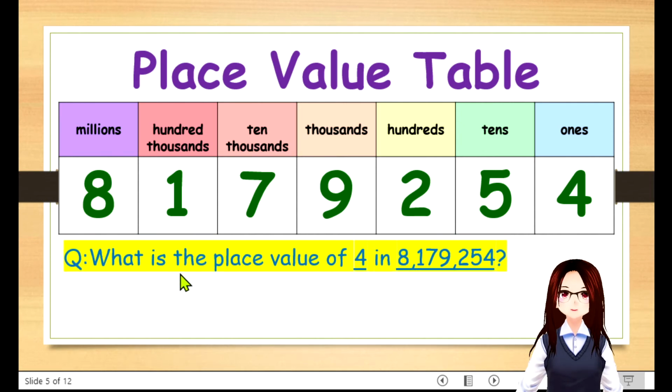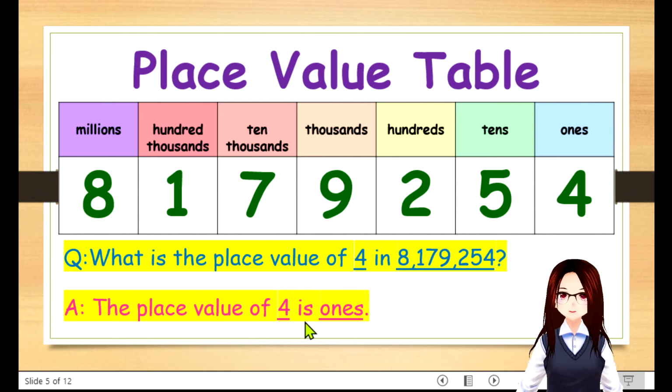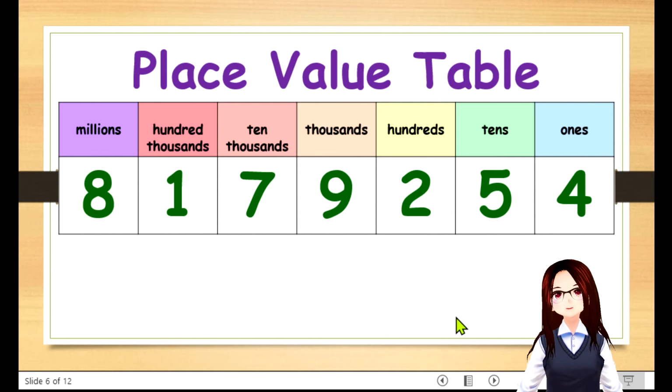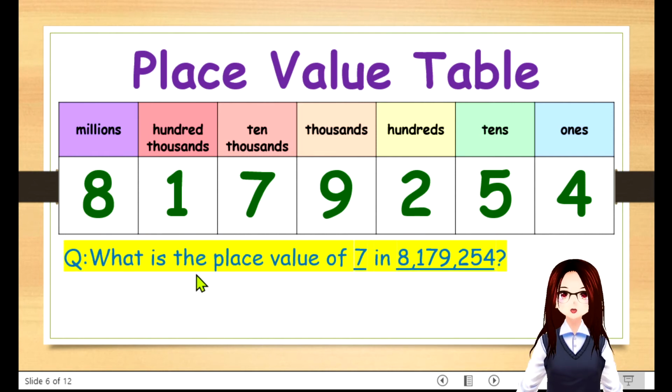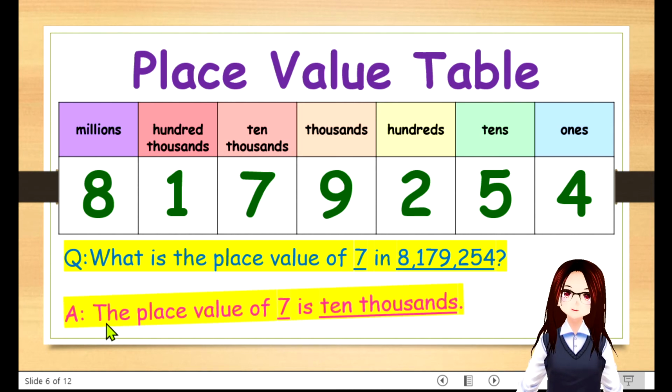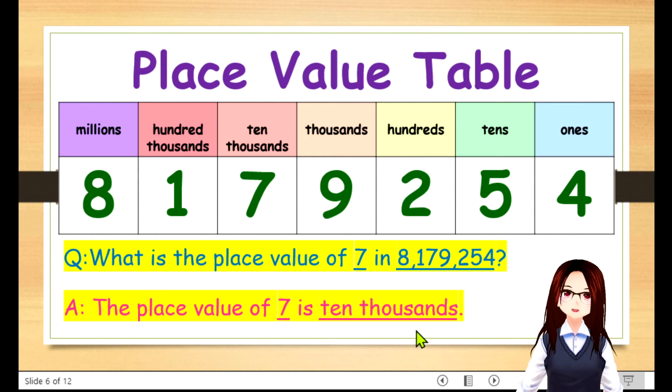Next, what is the place value of 4 in 8,179,254? So number 4 is here, and its corresponding place value is ones. So the answer is the place value of 4 is ones. What is the place value of 7 in 8,179,254? So our number 7 is here, and the corresponding place value is 10 thousands. So the answer is the place value of 7 is 10 thousands.